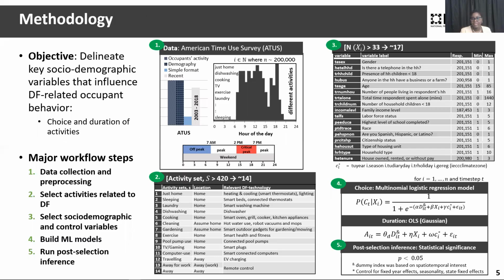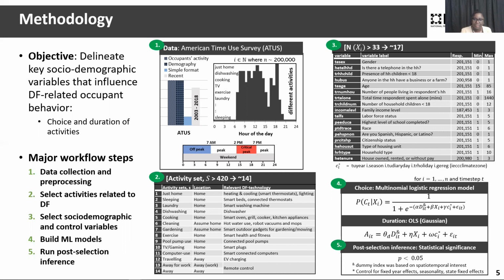So, based on the gaps in the literature, our focus is to find what demographic variables might tell us who DF should focus on and when. First, we collected the one-day data on occupant activity and timing, more like their behavior, for about 200,000 respondents in the 2003 to 2018 American Time Use Survey, ATUS. We use ATUS to represent the US and even kept aside a test area.